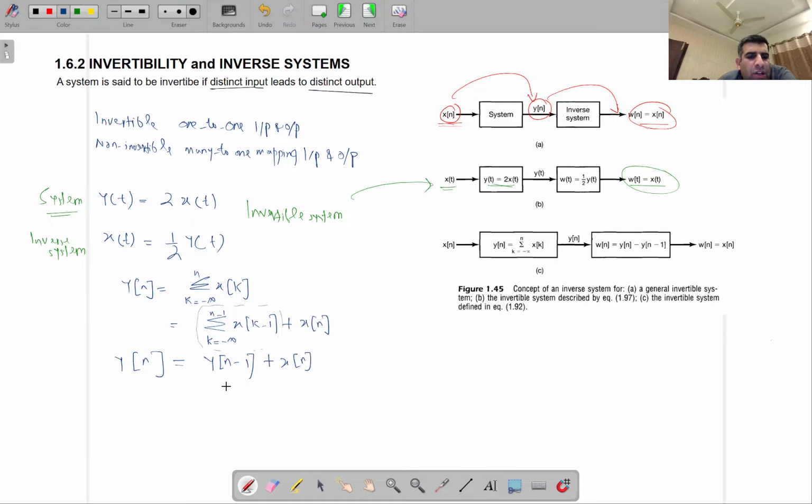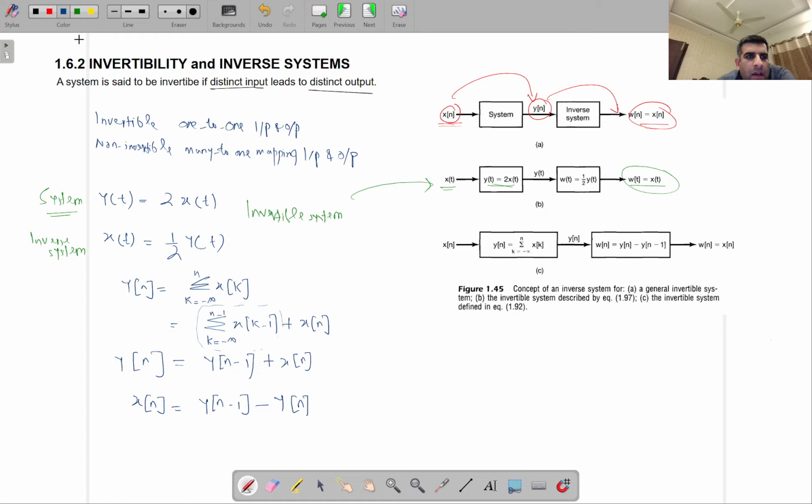Okay, if you want to find the inverse system, then x of n is going to be equal to y of n minus y of n minus 1. So yes, I have represented my input in terms of the outputs now. So this is the inverse system and this is the forward system.